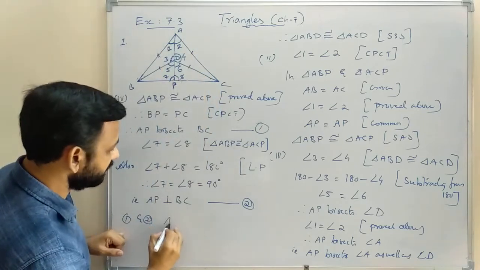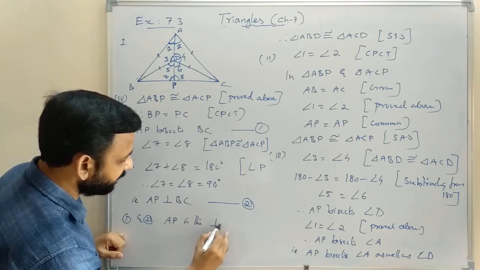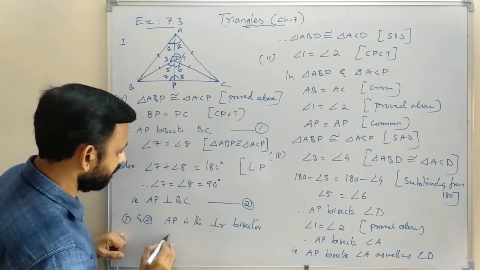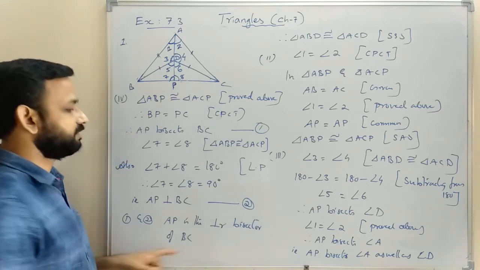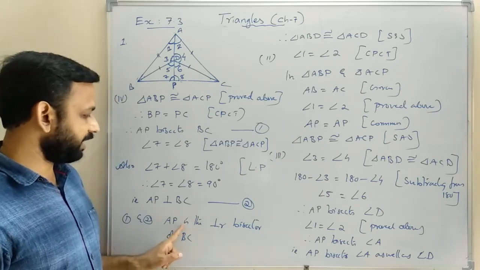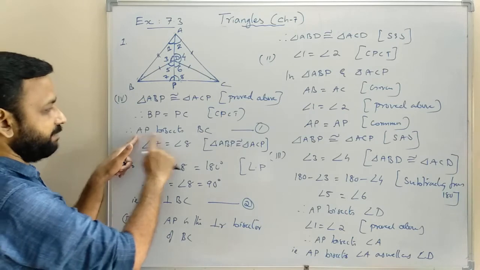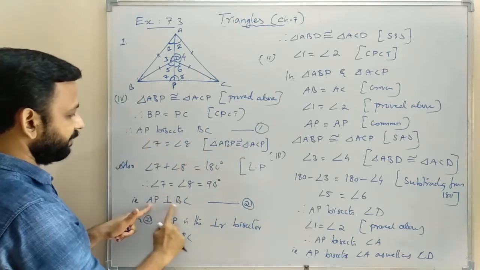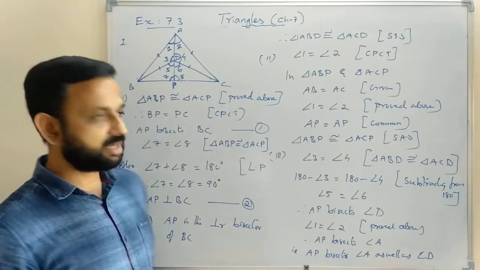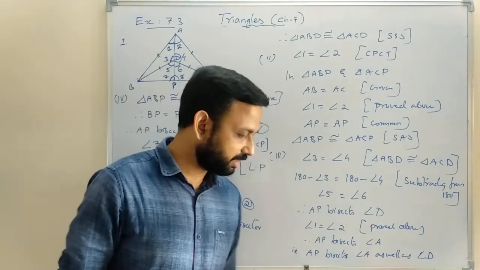So we will write AP is the perpendicular bisector of BC. We will write this symbol for perpendicular. So AP is the perpendicular bisector of BC. Here, first part: AP bisects BC, AP perpendicular to BC. So we will say AP is the perpendicular bisector of BC. That is question number 1.